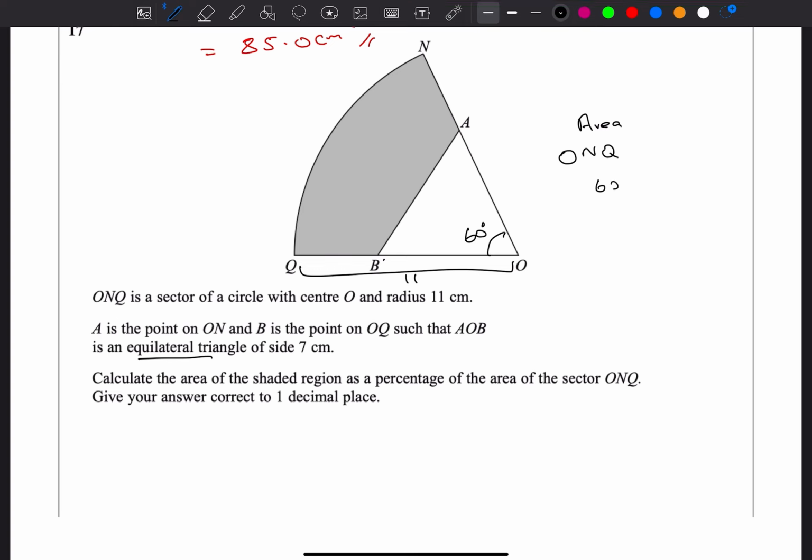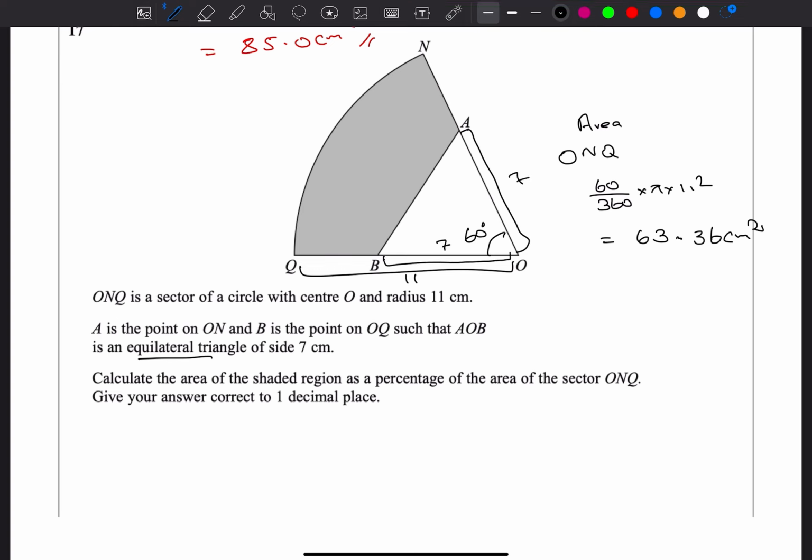So what is it then? 60 over 360 times pi times radius squared, 11 squared, which gives you 63.36. I'll do 2 decimal places. 63.36 then. Okay, centimeter squared. And then they want the equilateral triangle with the, this is 7. So if that's 7, that's also 7.